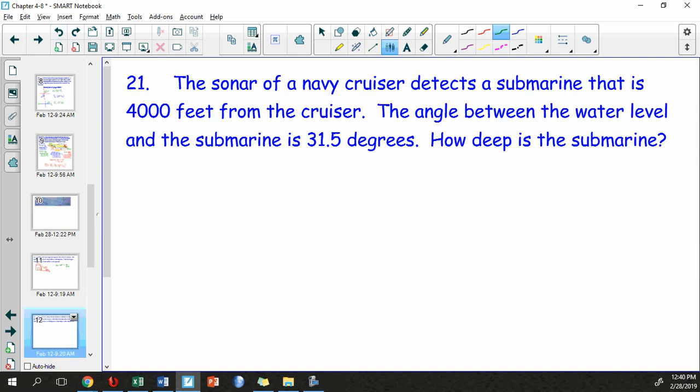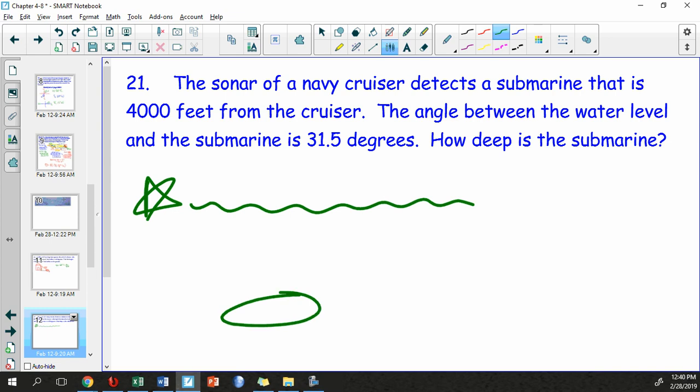Okay, let's go to number 21. The sonar of a Navy cruiser detects a submarine that is 4,000 feet from the cruiser. Okay, here's my cruiser, and here's my water. Yes, it is on the water. I know you love my drawings, don't you? Okay, the submarine is down here. It's in the water, and it says that it's 4,000 feet away. That line represents 4,000 feet, right?